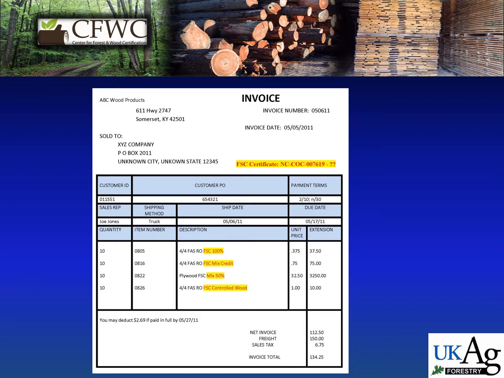Now, the reason it's listed 3 different times is because there's 3 different FSC claims associated with those products. So we have a quantity of 10 board feet of 4-quarter FAS red oak that is FSC 100%, and we have another 10 of 4-quarter FAS red oak that is FSC mixed credit, and then we have another 10 board feet of the same item, 4-quarter FAS red oak, that has a claim of FSC controlled wood. So we have one product item that is associated with 3 different claims, and therefore it has to be listed 3 different times on the invoice.